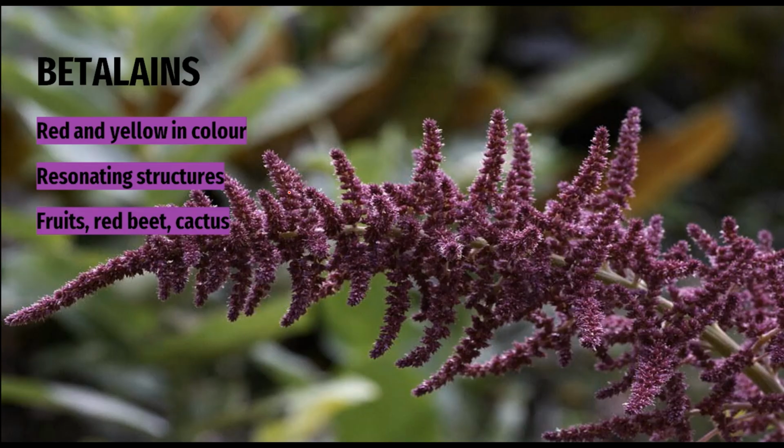Next we have betalains. These are found in red beet, cactus, some fruits, pokeberries and flowers. These are red and yellow in color, which is due to the resonating structures. These have resonating structures which impart red and yellow color.